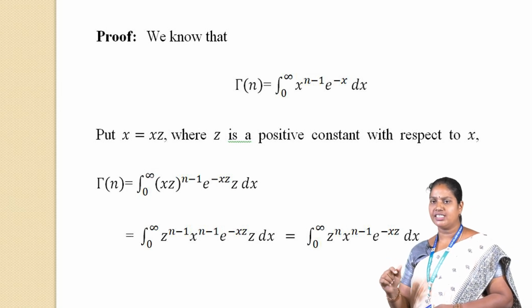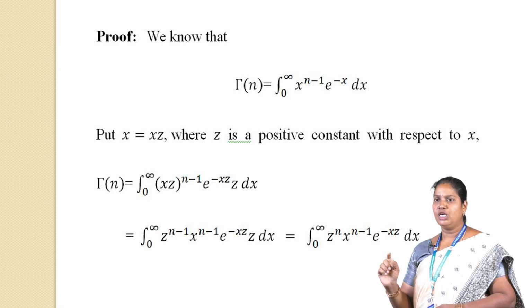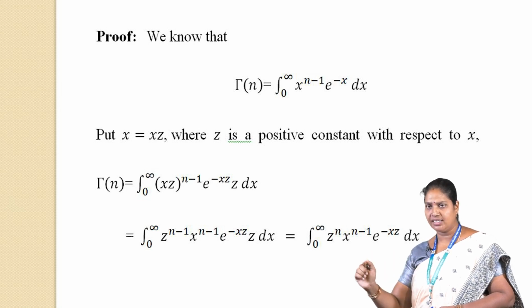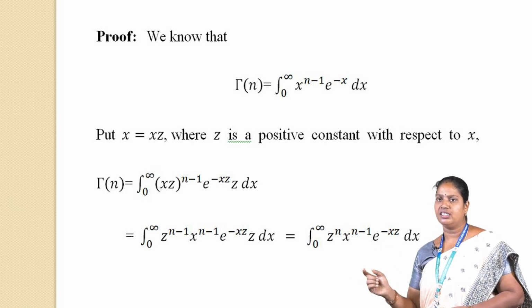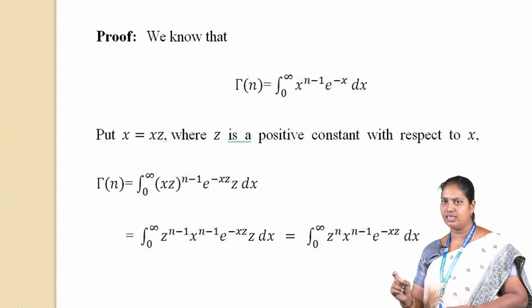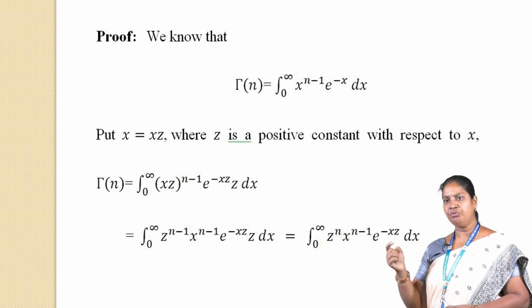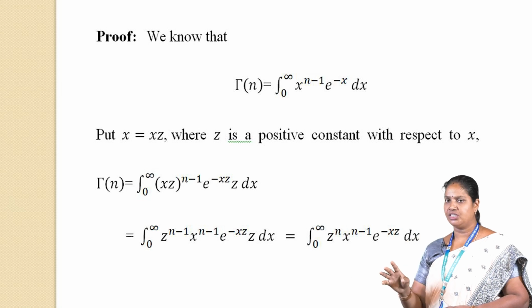Here x will become xz, the whole power n minus 1. e power minus x becomes e power minus xz. What about dx? z is a constant, so dx becomes z into dx. The limits will not change, so it will be 0 to infinity only.